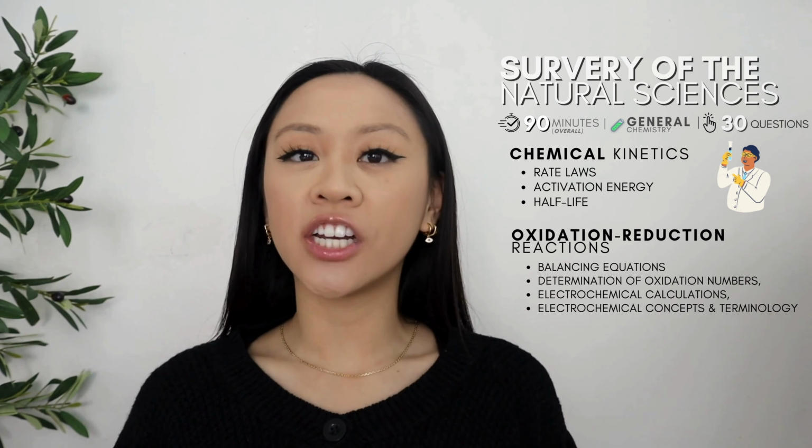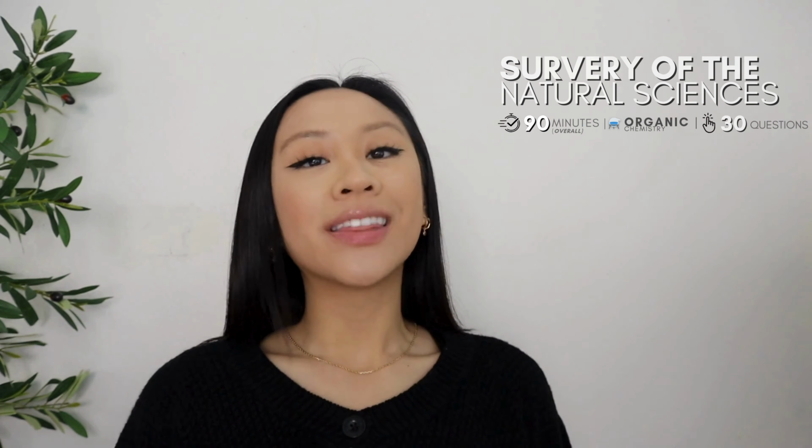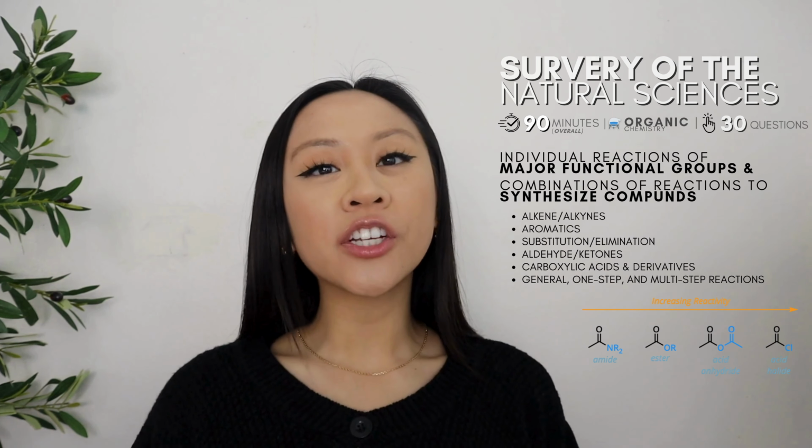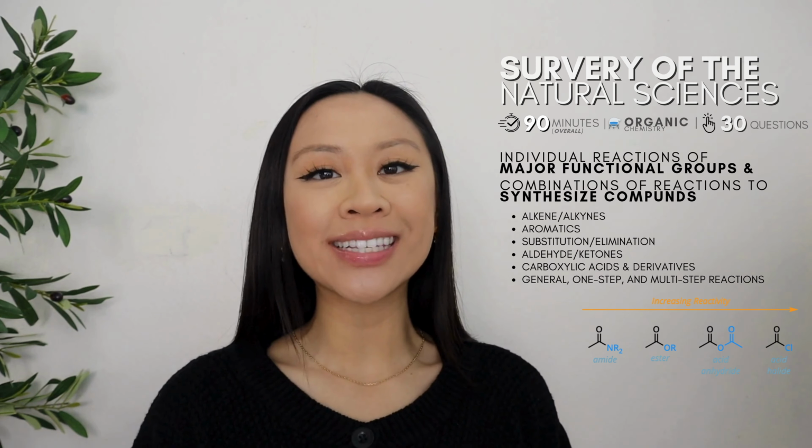Following the general chemistry portion is the organic chemistry portion of the Survey of the Natural Sciences. Similar to the general chemistry portion, the organic chemistry portion consists of 30 questions. The topics covered within the organic chemistry portion can include mechanisms, chemical and physical properties of molecules, stereochemistry and nomenclature, individual reactions of major functional groups, and combinations of reactions to synthesize compounds, acid-base chemistry, and aromatics and bonding.